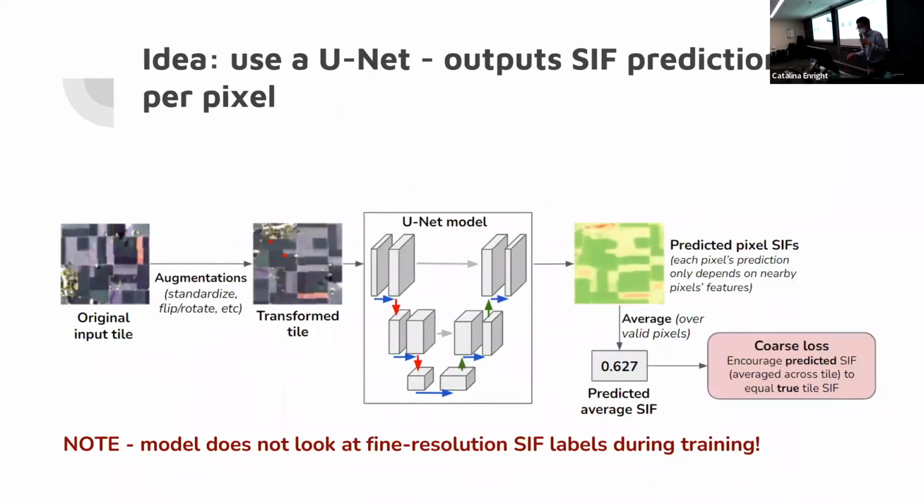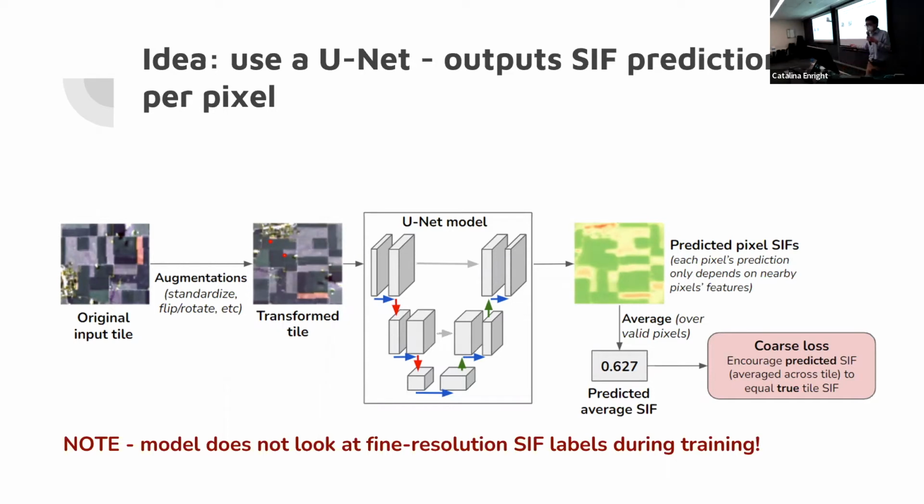Okay, so an idea that we introduce here is to use a neural network called a UNet. UNet is commonly used for tasks where we want to output a prediction for each pixel in the image, such as image segmentation. But the key idea is that this UNet is capable of producing a predicted SIF for each pixel, and it maintains localization such that the predicted SIF for each pixel really only depends on the nearby pixels' features.